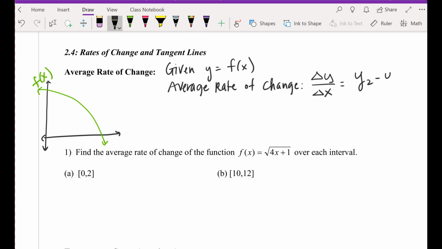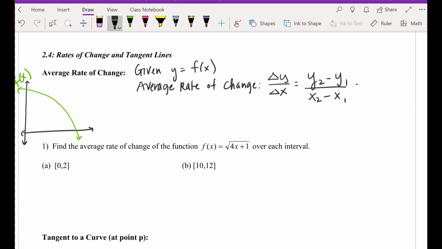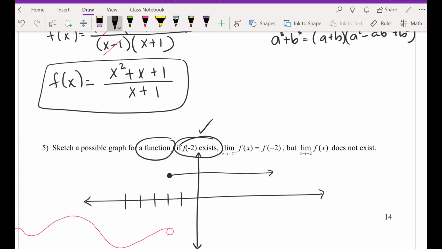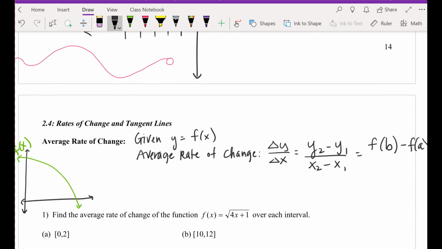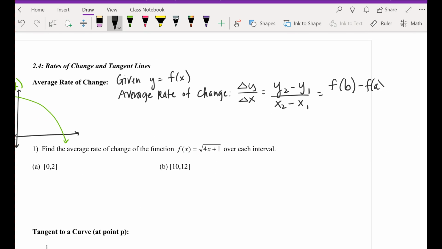y2 minus y1 all over x2 minus x1. Now, because I'm giving you f of x, it can be seen as f of b minus f of what? f of a, okay, there you go, all over b minus a. And the slope formula is already on the wall for you. You don't even have to memorize it, see?